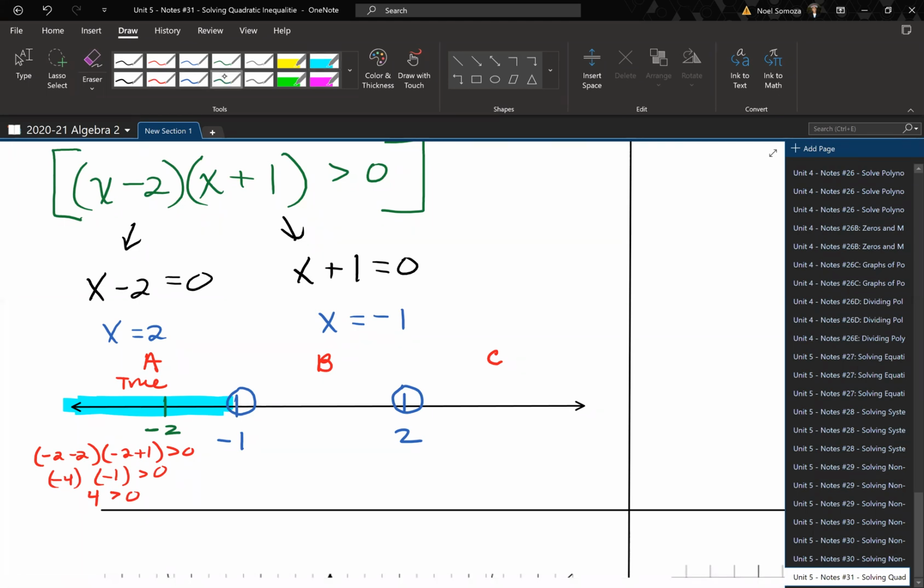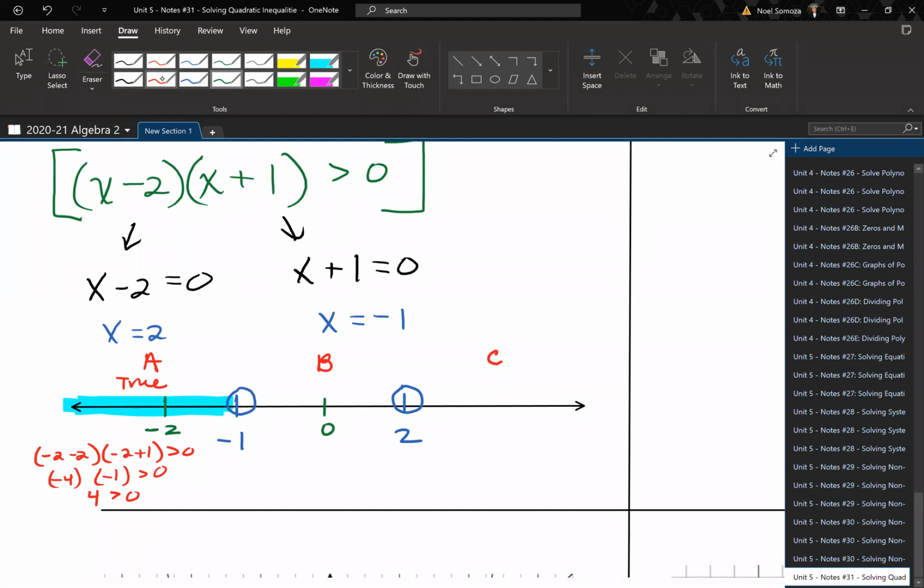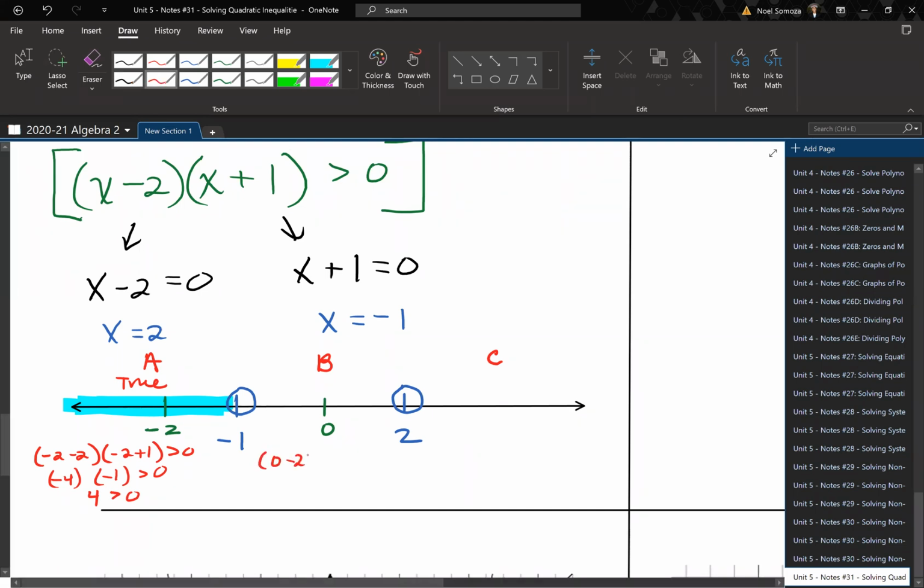Okay, let's test in between negative 1 and 2. Let's try 0. If we test 0, we plug it back into the factored inequality, and that gives us 0 minus 2 times 0 plus 1 greater than 0. This would give us negative 2 times positive 1, negative 2 greater than 0. That's false, right? That's a false statement. So that means this entire region does not get counted as part of a solution.